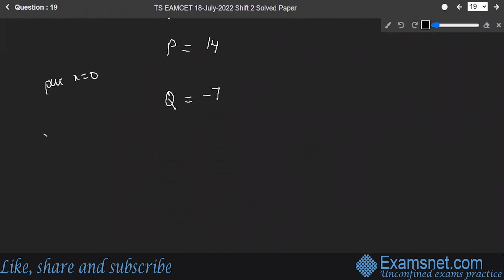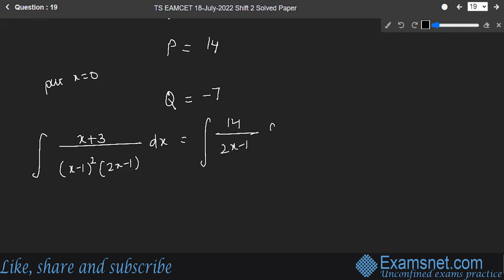The given integral was equal to x plus 3 upon x minus 1 square into 2x minus 1 dx. This can be written as 14 upon 2x minus 1 dx minus 7 upon x minus 1 dx plus 4 upon x minus 1 square dx. Let's find out the integral.